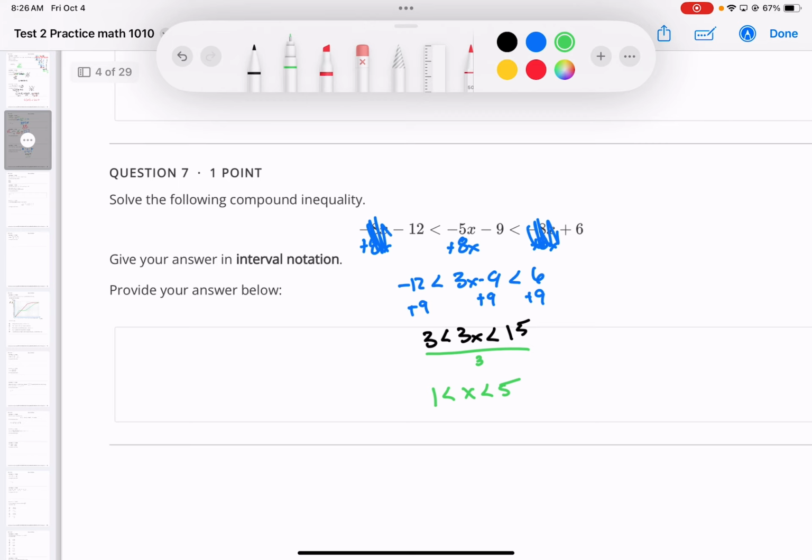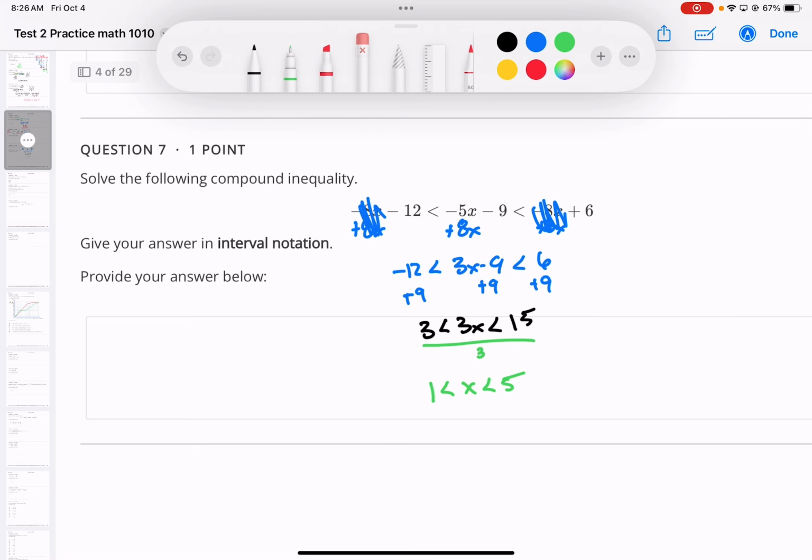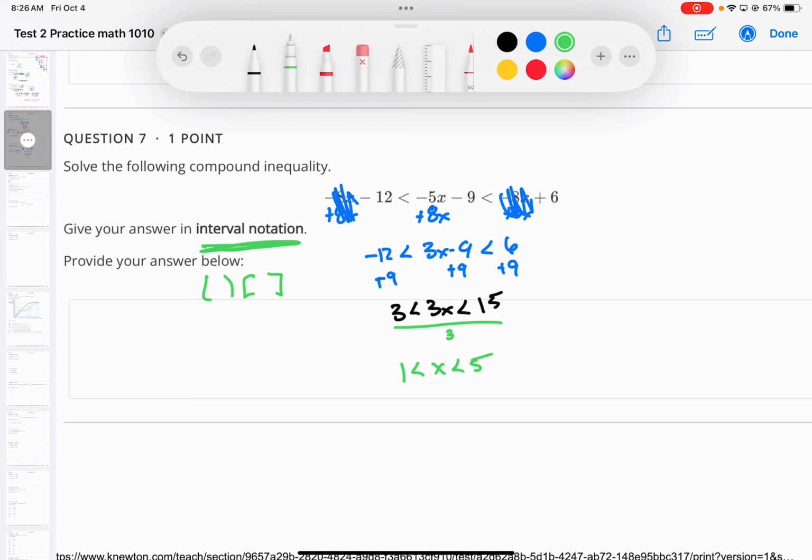And it says write it in interval notation. So this is not a final answer. I have to write this in interval notation. What is interval notation? It's the parentheses or the brackets. Are we using parentheses or brackets in this one, first of all? We're using parentheses because they're both less than signs. They don't have the greater than part or the equal to part. So remember, it's everything from 1 all the way to 5. It could be 2, it could be 3, it could be 4. Well, it can't be 1 or 5, but everything in between, and that's how interval notation works.